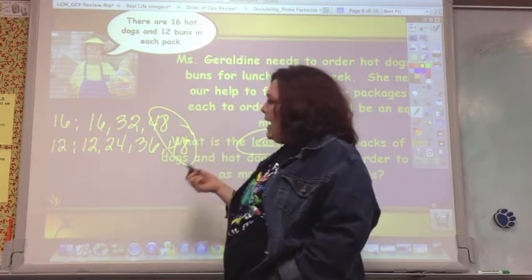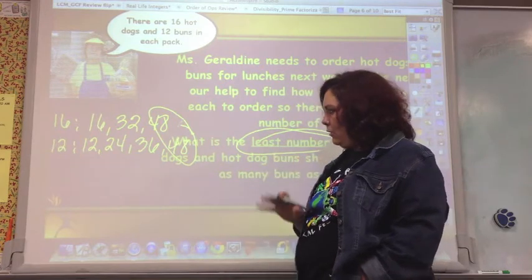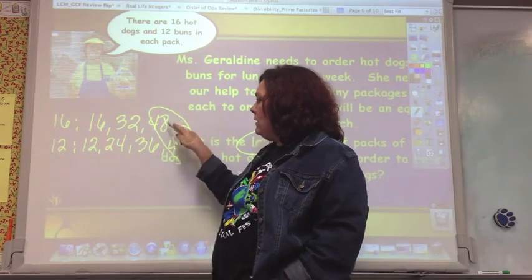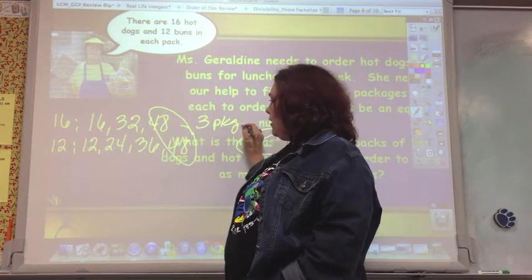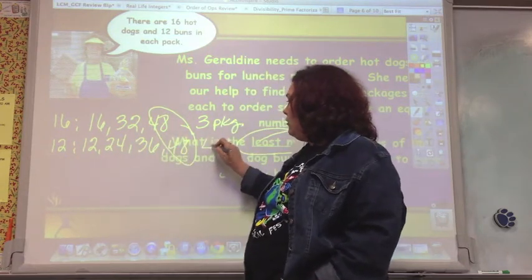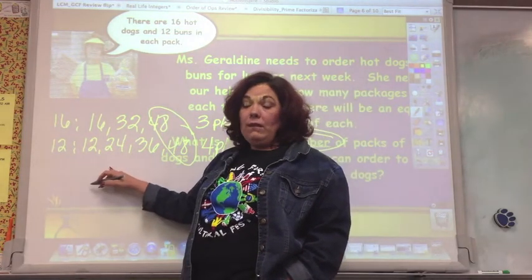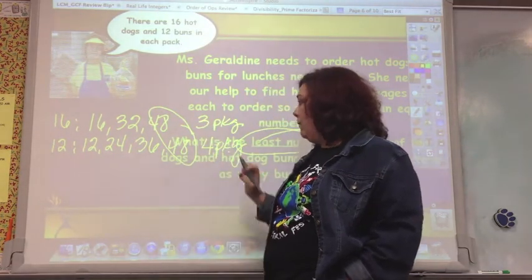So 48 is my number, but it asks for packages. This is the only thing that gets kind of weird. So this is one package, this is two packages, this is three packages. So it's 3 packages of hot dogs. And this is 1 package, 2 packages, 3 packages, 4 packages of buns. So that's what I need. The least number is 3 packages of hot dogs and 4 packages of buns.